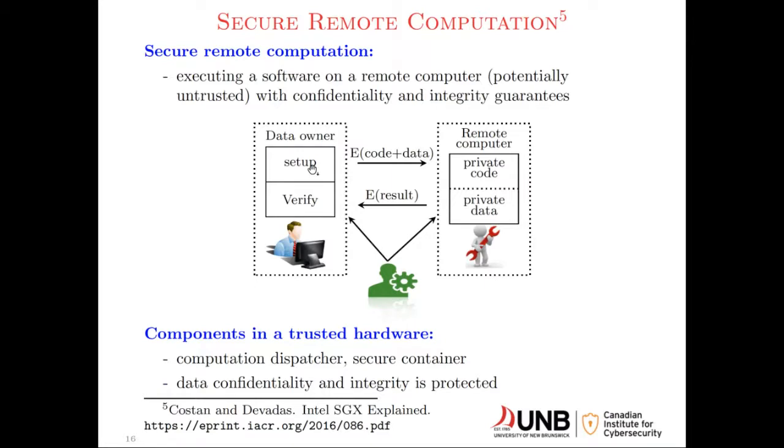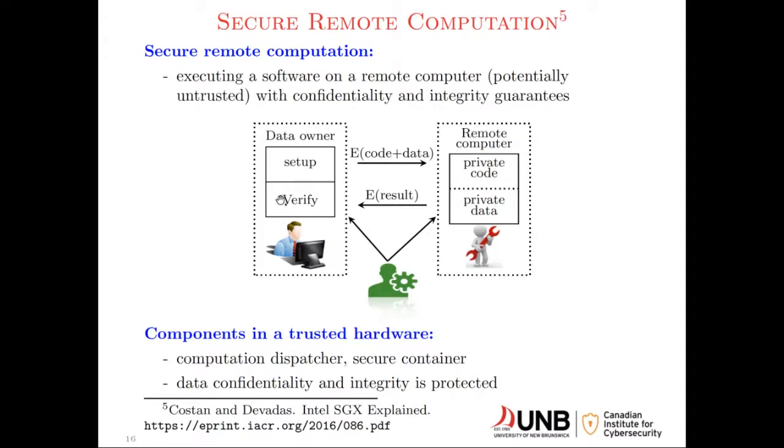So the data owner sends his data or whatever code he has, just sends the encrypted code to this remote computer. And in collaboration with the software provider, the data and code are run here. When they are sent, it is in encrypted form, so that the remote computer or the cloud server holding that does not learn any information about the code and data. And the data owner gets the encrypted result, and decrypts it to see the clear text result.